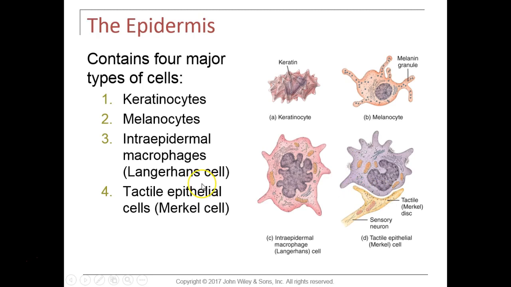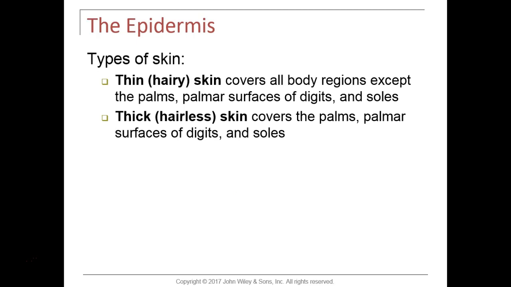There are two types of skin that cover the surfaces of our body: thin skin and thick skin. Thin skin is found covering all surfaces of our body except for the palms of your hands and the palmar surfaces of your fingers, your digits, and the soles of your feet. Everywhere else we have what is called thin skin. And thin skin is the only place you would find hair growing, so we call it hairy skin or thin skin.